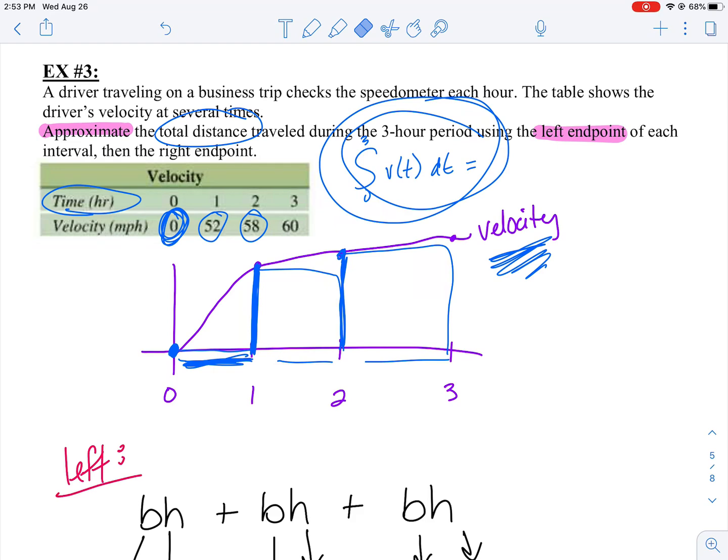All right? So make sure you can actually understand those ideas between the area underneath the curve and integration and what the answers actually mean. Can you interpret the meaning?